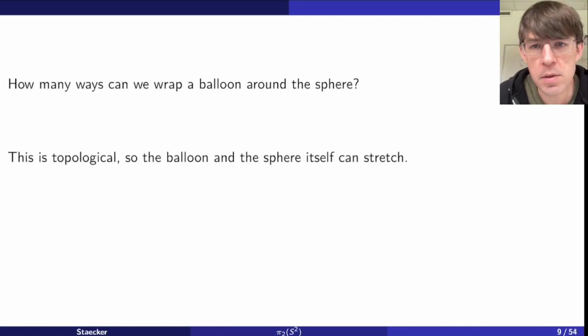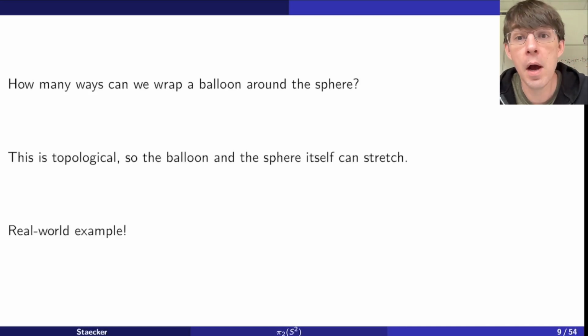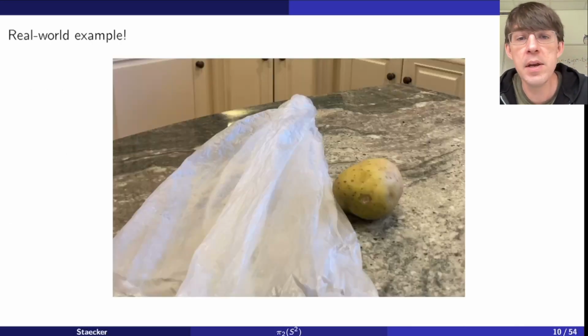And remember, this is all topological. So you imagine the balloon is stretchy, and also the sphere itself can be stretchy. I'm not just talking about a perfectly round sphere, but anything which is topologically the same as the sphere. I thought I'd do a little real-world example. You can try this at home with the kids. All right, here I have a potato, which is going to be my stand-in for the sphere. It's not perfectly round, but it doesn't matter. It's topologically a sphere.